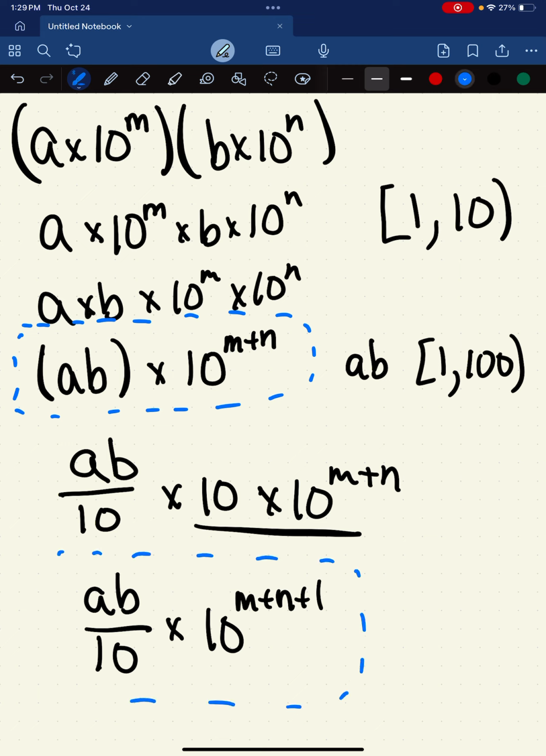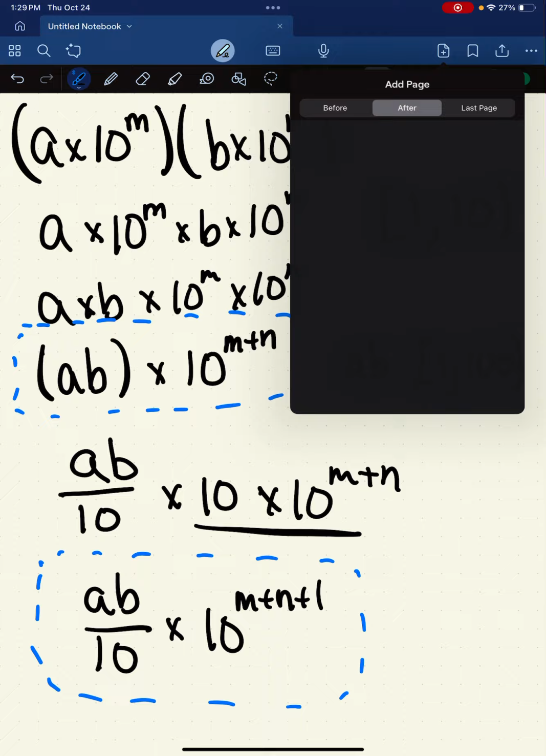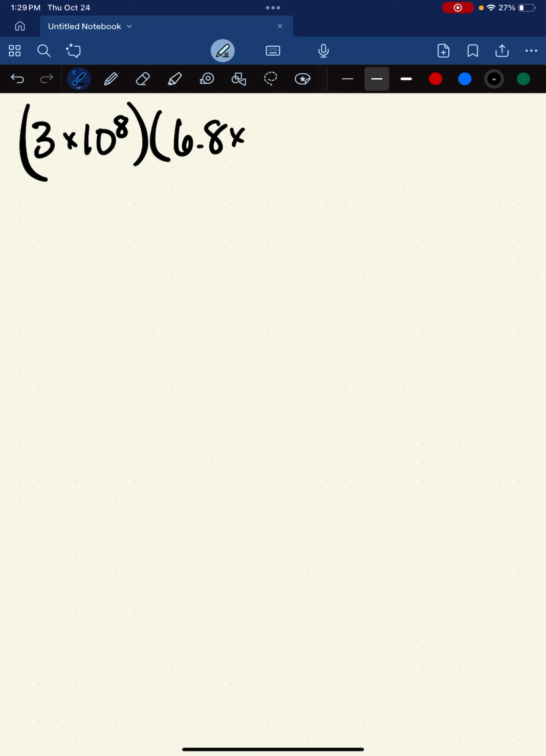Okay, so whenever you multiply, it'll be one of these two forms. All right, that's kind of abstract. Let's look at an example. Say 3 times 10 to the 8 times 6.8 times 10 to the negative 13.